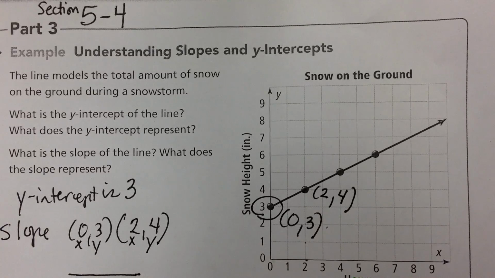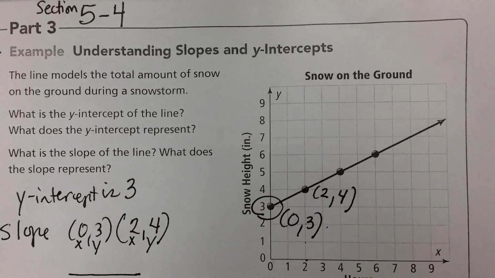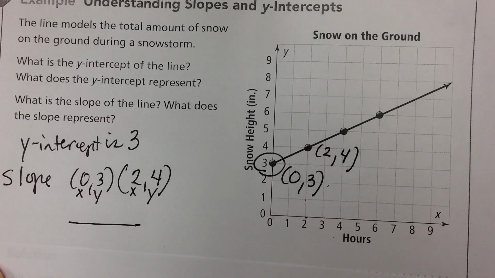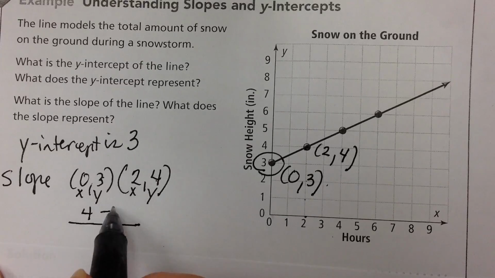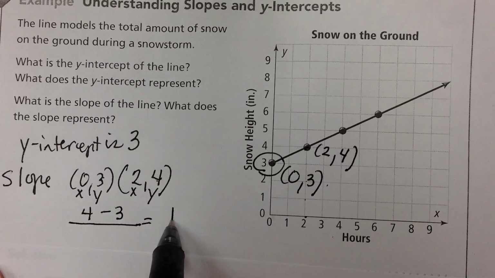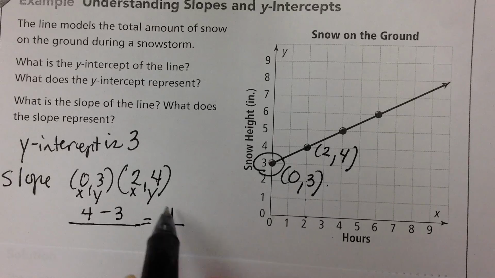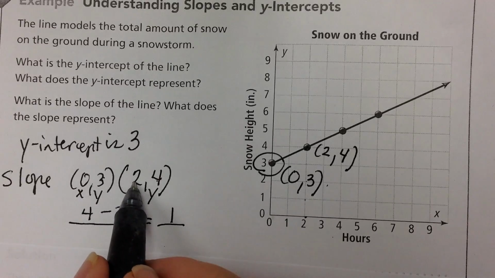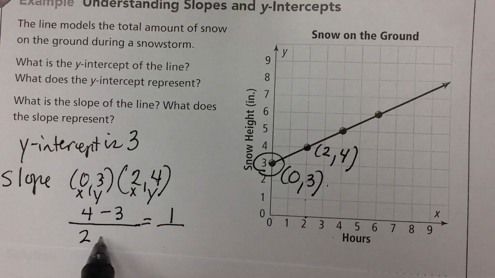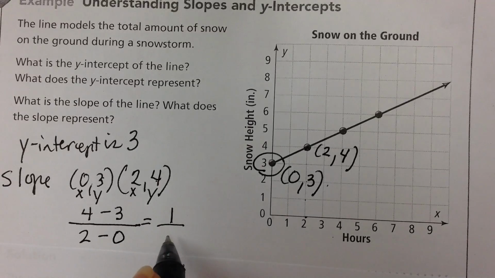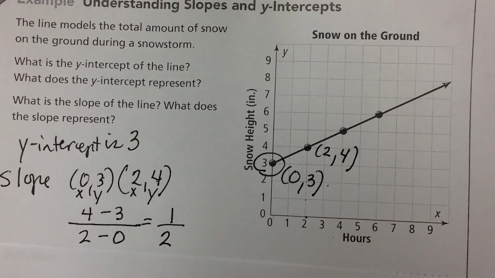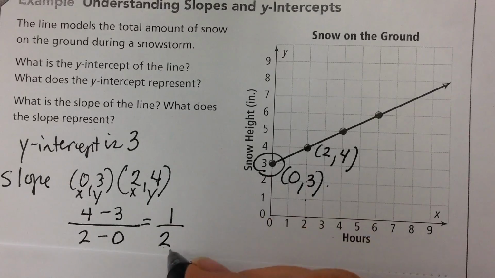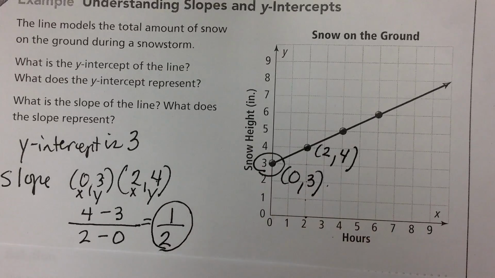So when I subtract my y's, I'm going to start at the back. 4 minus 3 gives me 1. Over. Subtract your x's, starting at the back again. 2 minus 0 gives you 2. Therefore, your slope is 1/2.